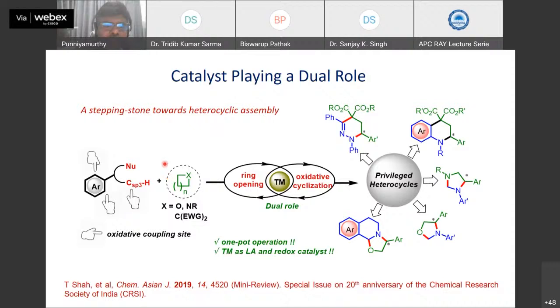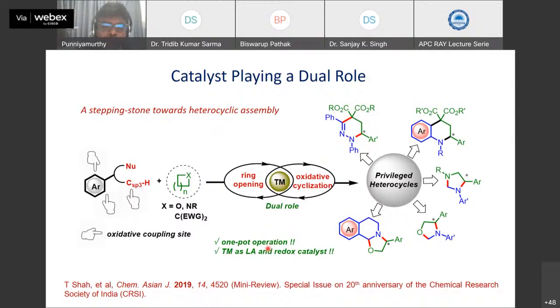First one is what happens? Nucleophilic ring opening. The second one, oxidative cyclization. So both reactions are well known. CH functionalization is well known, ring opening is well known. Coupling these two is rare. So therefore, you have to choose a catalyst. It can do both ring opening as well as oxidative cyclization. This is the challenge in this transformation.